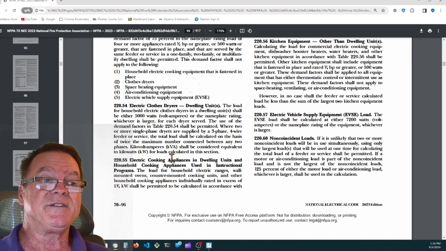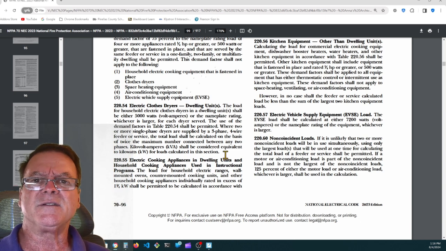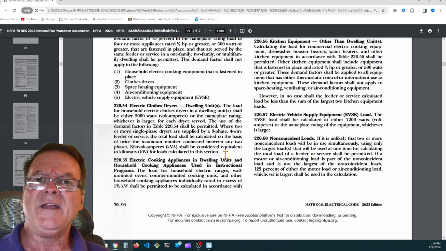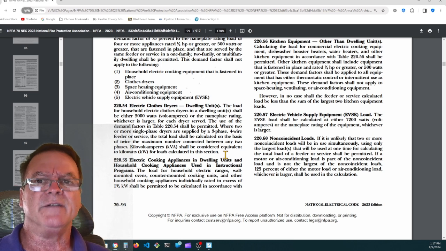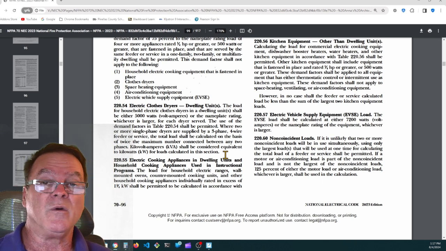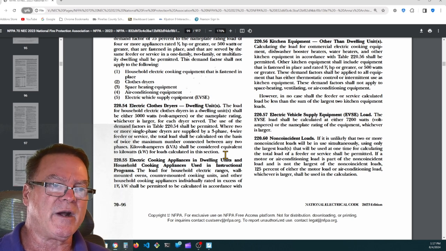Kilovolt amps shall be considered equivalent to kilowatts for loads calculated in this section because it's a resistive load. Ranges and dryers, they're mostly resistive loads, so they're mostly in phase. We're going to take volt amps and watts to be equivalent. We would never do that with a motor, but for a range or a dryer, we can do that.